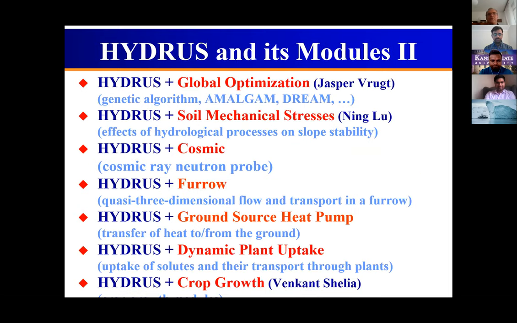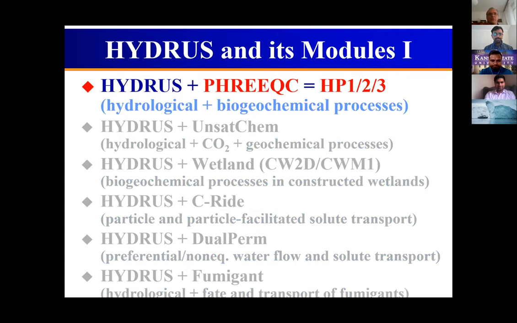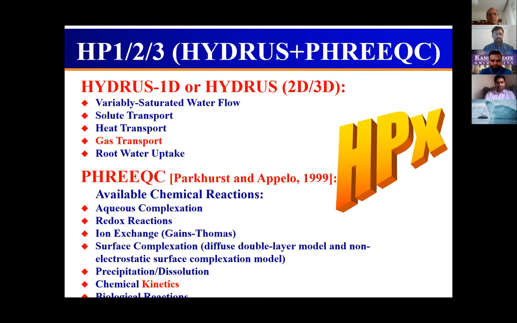So these are the 12 modules I will discuss. The first one is probably the most complex, actually. That's when we coupled HYDRUS with the PHREEQC model to be able to do very general biogeochemical reactions and processes. So we coupled HYDRUS 1D as well as 2D and 3D with PHREEQC.